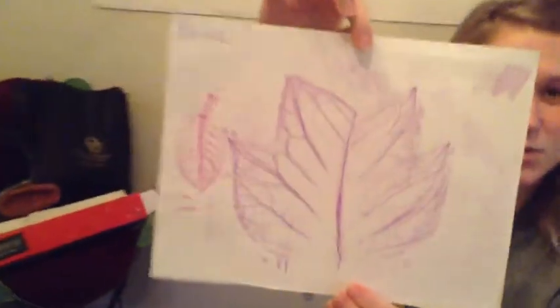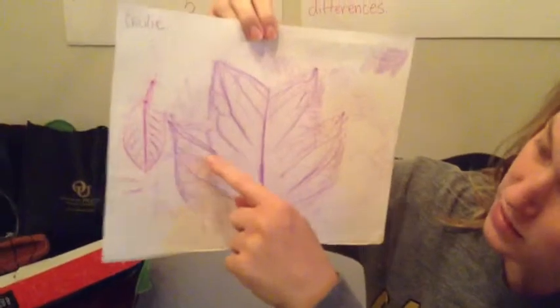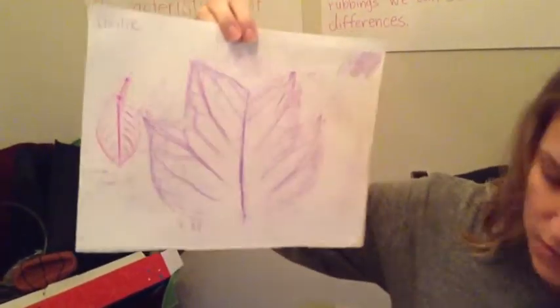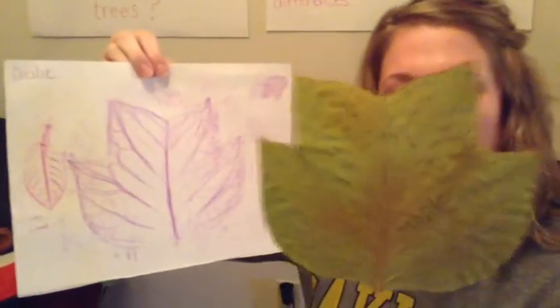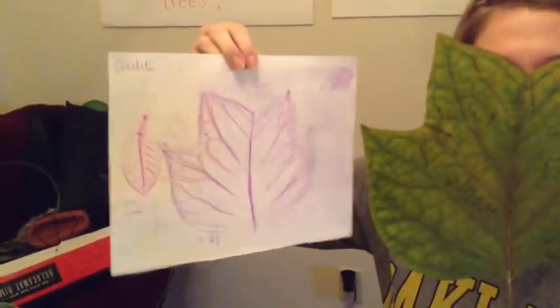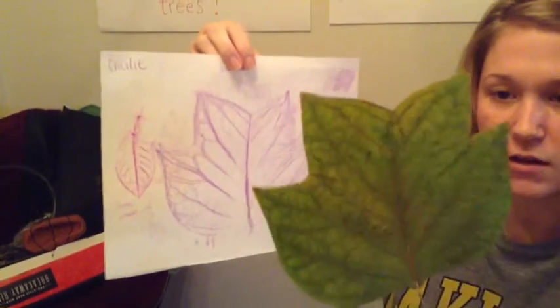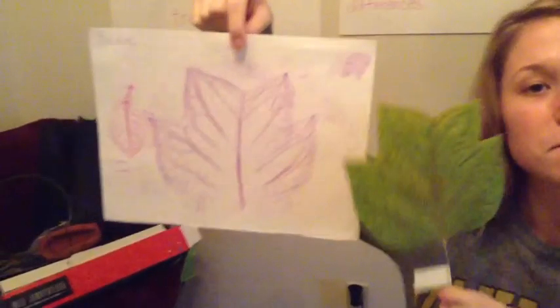As you can see here with this leaf, all of the veins go to the center where the stem is at. And in the actual leaf, you can see that as well. The texture is very smooth, the color's green, and it has a lot of detail in it.